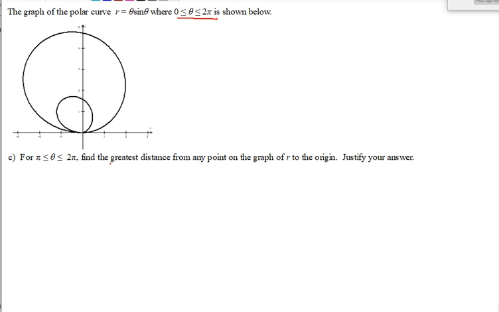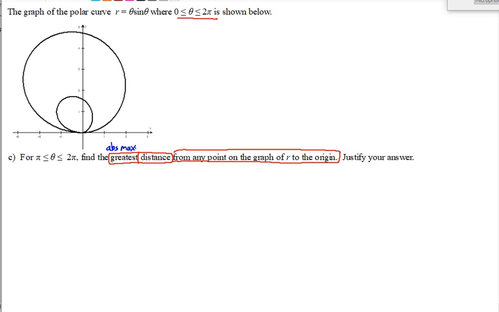It says find the greatest distance from any point on the graph r to the origin, which is just, okay, the distance from any point on the graph r to the origin, and we want the greatest, which is just another way of saying the absolute max.